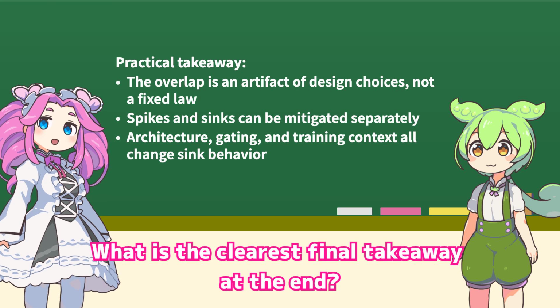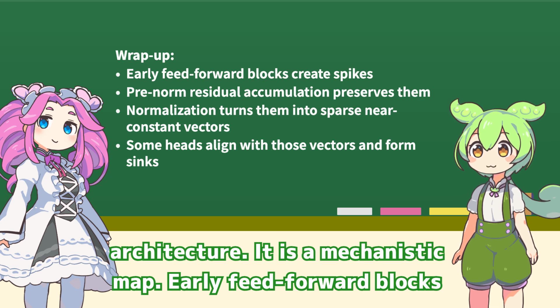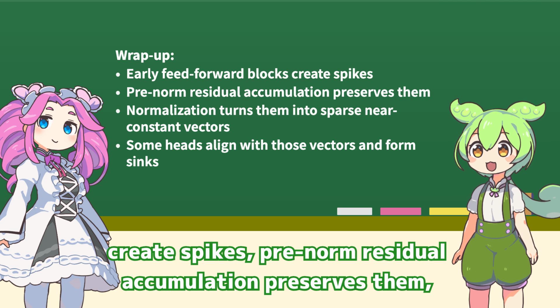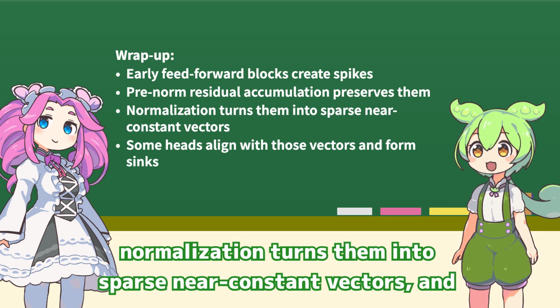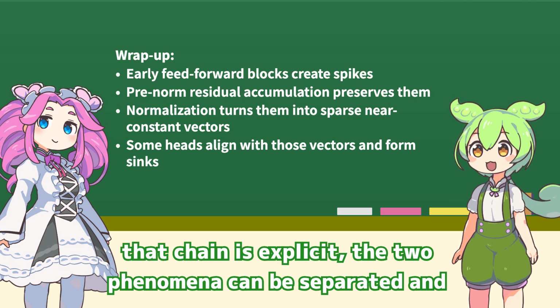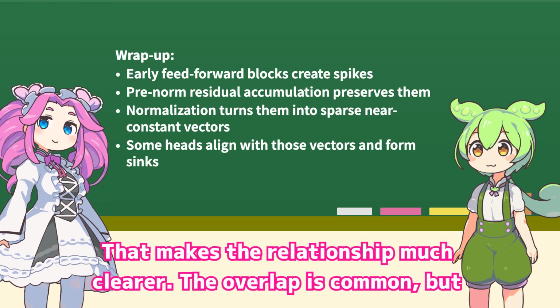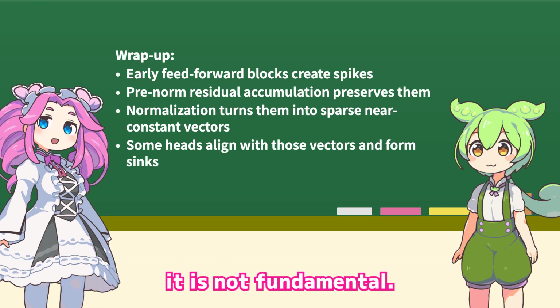What is the clearest final takeaway at the end? So the paper's main contribution is not a new language model architecture. It is a mechanistic map. Early feed-forward blocks create spikes. Pre-norm residual accumulation preserves them. Normalization turns them into sparse near-constant vectors. And geometric alignment in some heads turns those vectors into sinks. Once that chain is explicit, that makes the relationship much clearer. The overlap is common, but it is not fundamental.